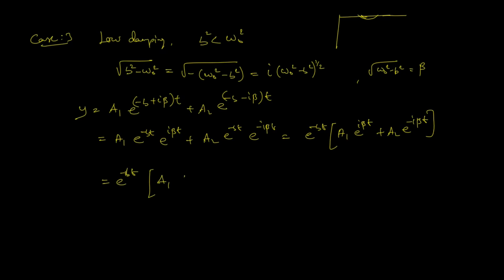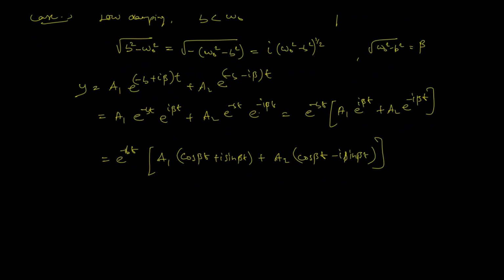இப்போ e power i beta t என்பது cos beta t plus i sin beta t. ஓகே, இதை நான் ஒரு earlier வீடியோவில் காட்டியிருக்கேன். e power minus i beta t என்பது cos beta t minus i sin beta t. அதில் ரொம்ப simple ஆன ஒரு விஷயம் நடக்கப் போகிறது. e power minus bt, இந்த a1 plus a2 is common for the cos beta t, plus i into a1 minus a2 is common for sin beta t.